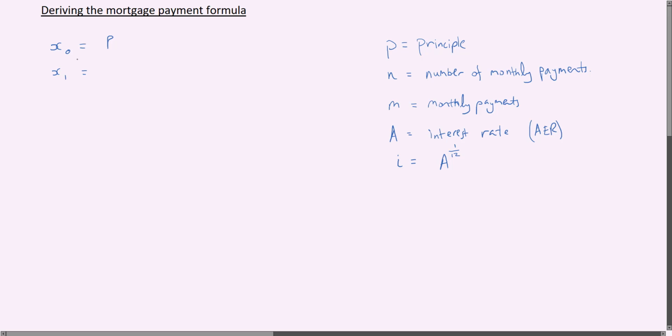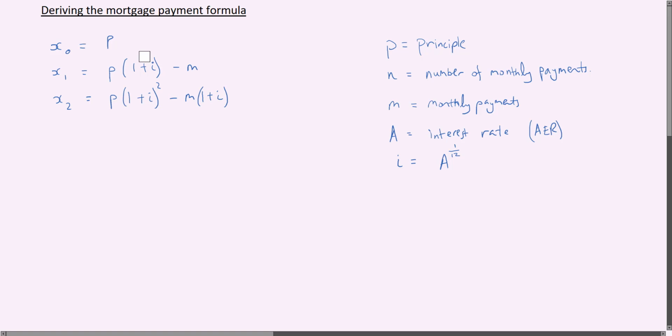So at the start of the loan, we've borrowed P, so it's P. After 1 month, we have to pay interest, which is 1 plus I, the multiplier. But we've paid back the monthly amount. So after 1 month, this is how much we still owe. After 2 months, all of this gets multiplied by the interest. That's going to be P(1+I)^2 minus M(1+I).